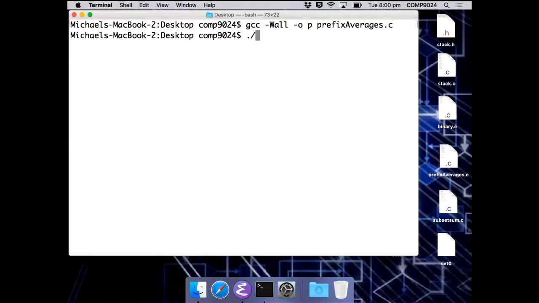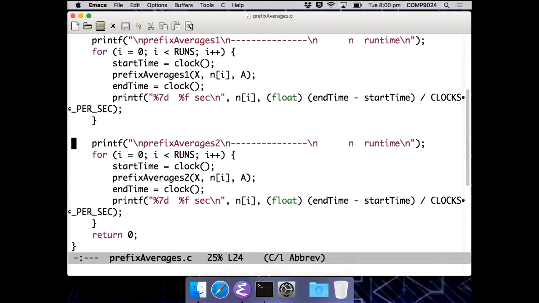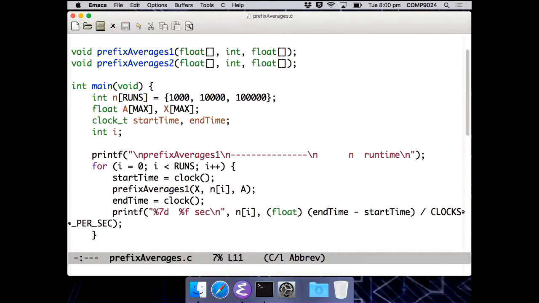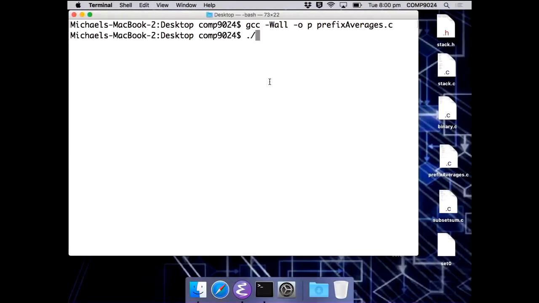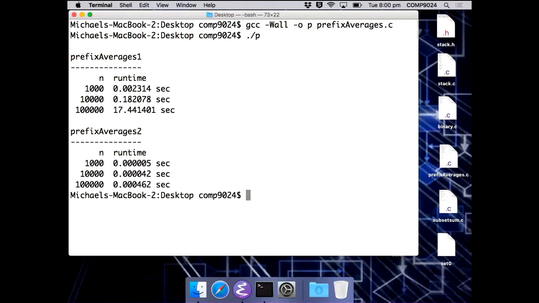Now let's see. I'm running it with an input of size 1,000, then 10,000, and then 100,000. First, the slow algorithm. That is very quick for 1,000. For 10,000, it takes a little less than 0.2 seconds. How long will it take for 10 times that input, what do you predict? 20 seconds? 18 seconds. Yes, this is exactly what you would expect.